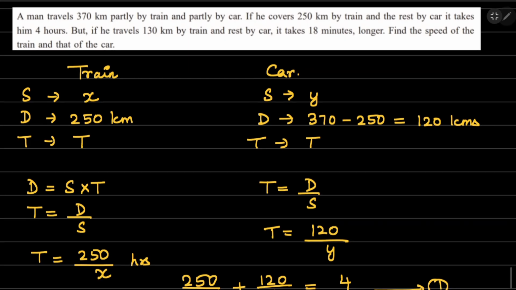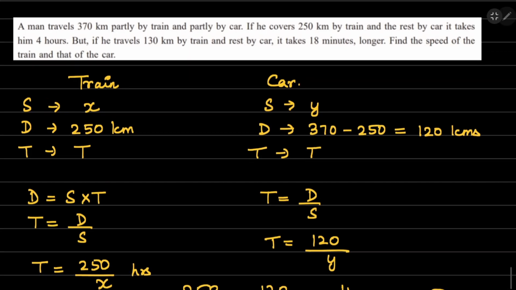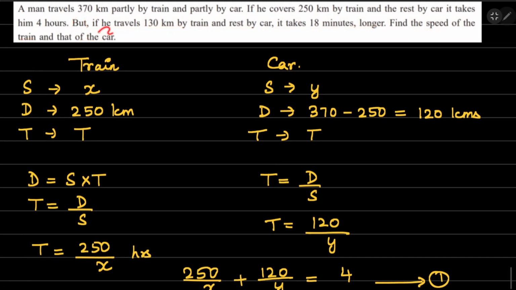I hope you understood. This is your first equation. Now let's read the second sentence. But if he travels 130 km by train and the rest by car, it takes 18 minutes longer. Find the speed of the train and that of the car. So this is the second scenario.